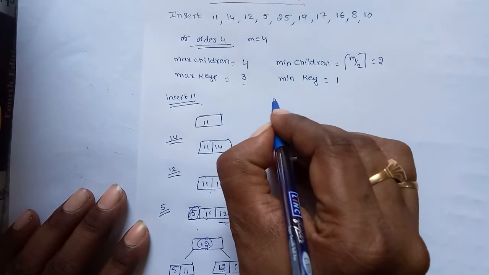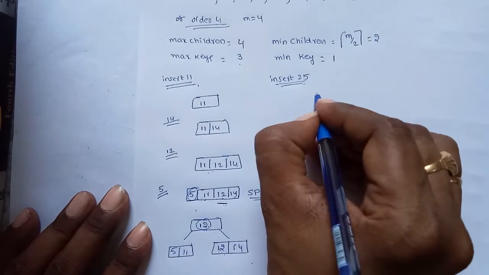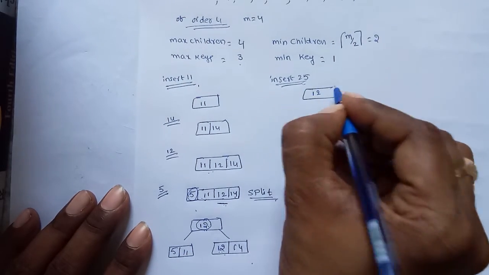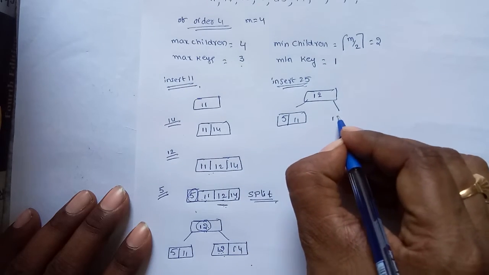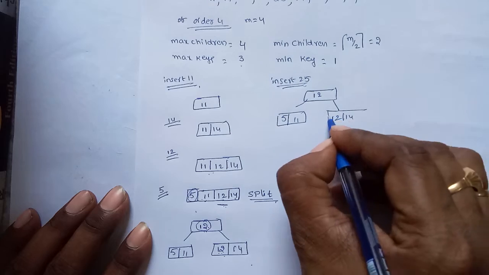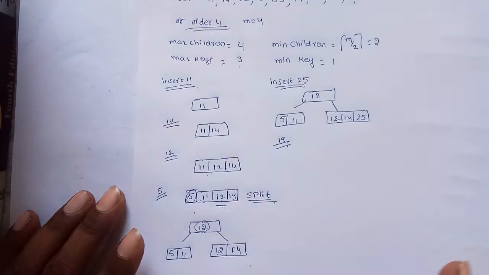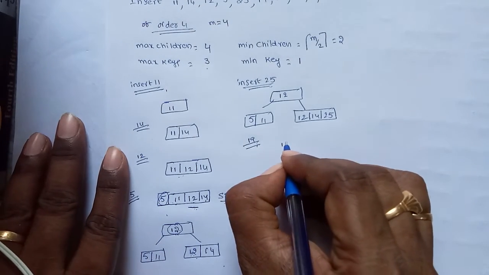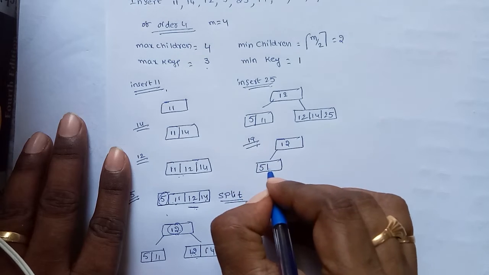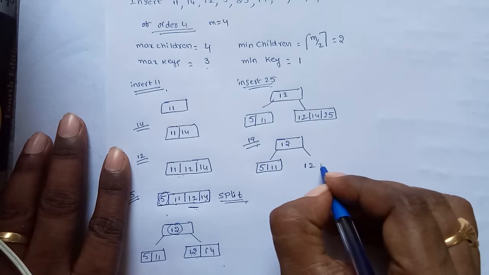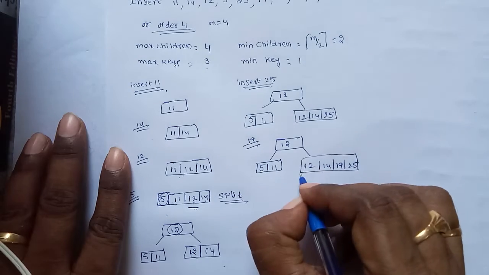Next, insert 25. So 12, 5, 11. So 25 goes with 12, 14, 25. Next insert 19. Observe the case. 12, 5, 11, 12, 14, 19, 25. This is the position of 19.